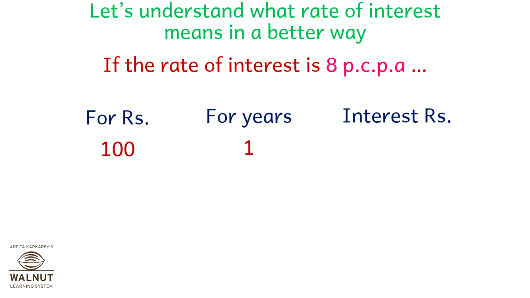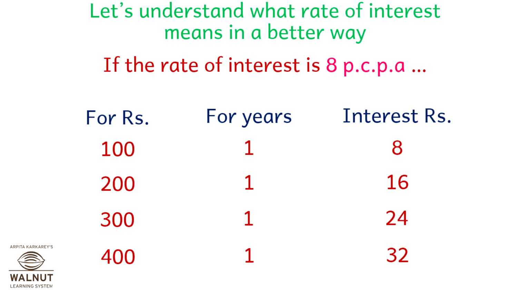For rupees 100 for years 1, the interest is 8. For rupees 200 for years 1, the interest is 16. For rupees 300 for years 1, the interest is 24. For rupees 400 for years 1, the interest is 32.